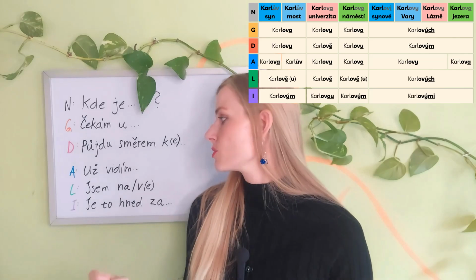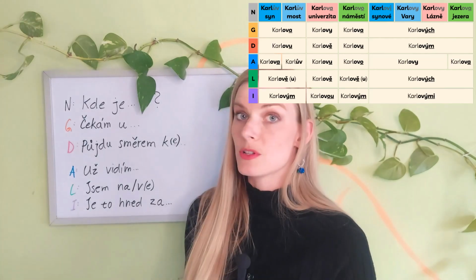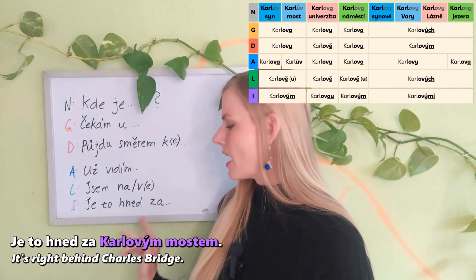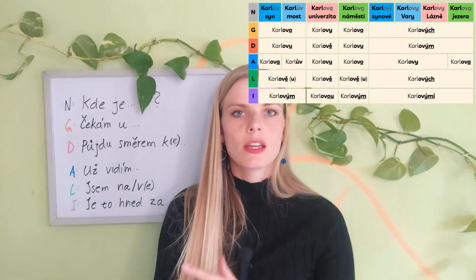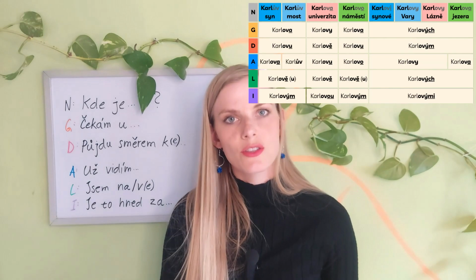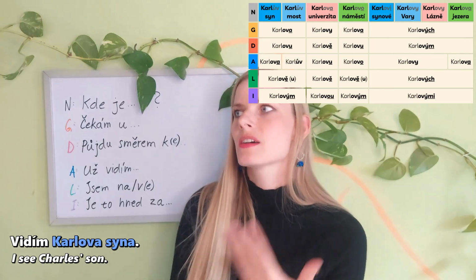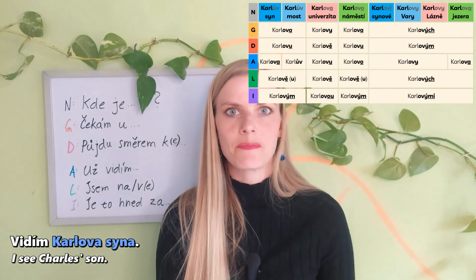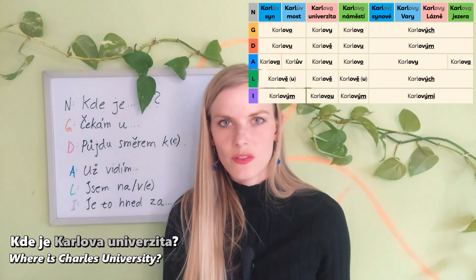And finally, the instrumental. It's right behind Charles Bridge. Je to hned za Karlovým mostem. If you look at the word son, it's identical except for the accusative because you say Karlova. Vidím Karlova syna. That changes.